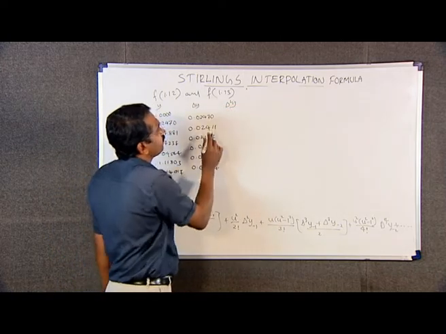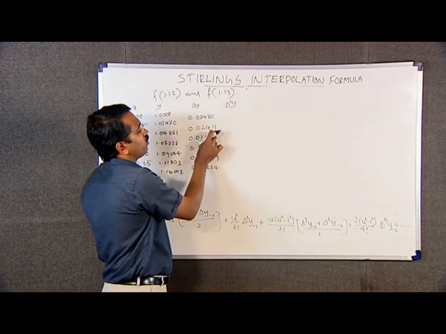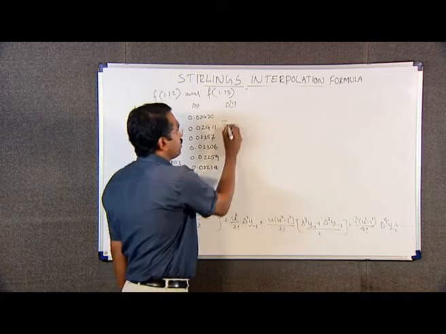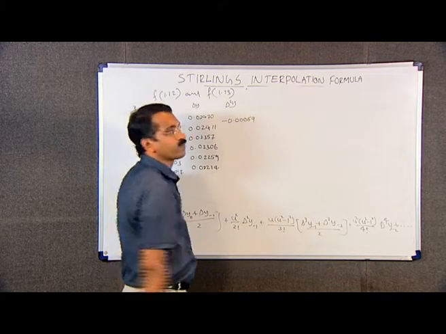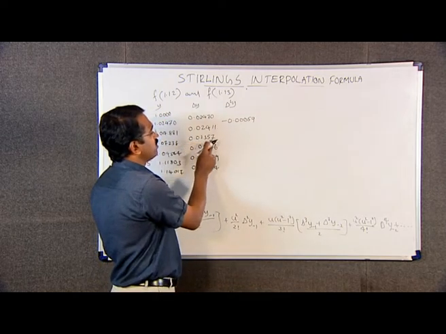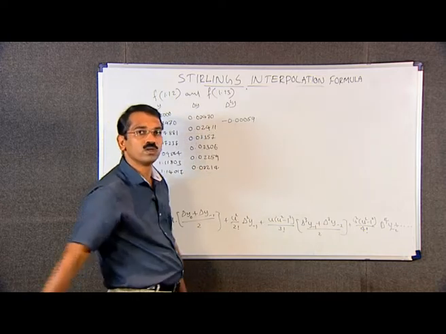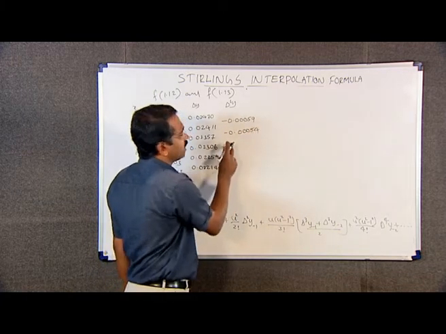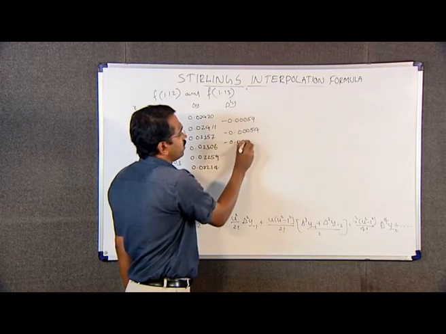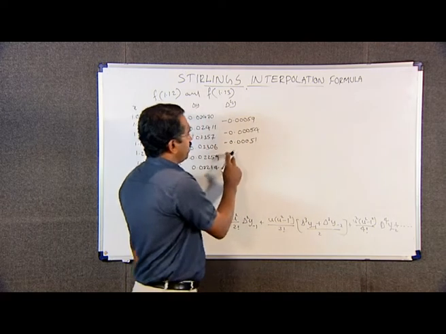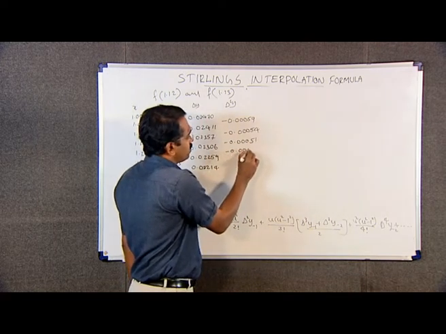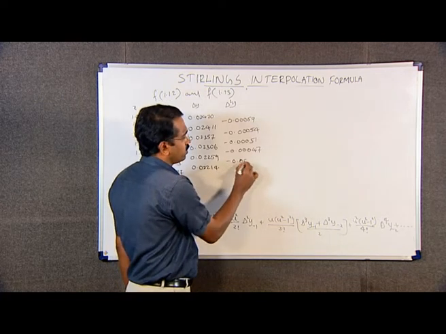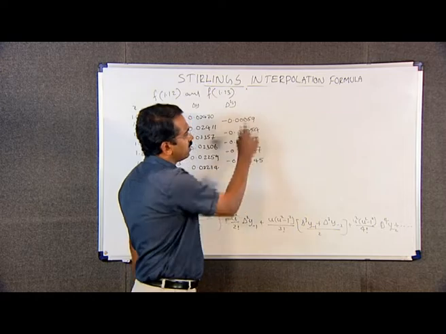The second order differences are, first one is 0.02411 minus 0.02470, which is equal to negative 0.00059. Next is 0.02357 minus 0.02411, which is again negative 0.00054. Next is negative 0.00051. Next one is negative 0.00047, and the last second order difference is negative 0.00045. These are the second order differences.